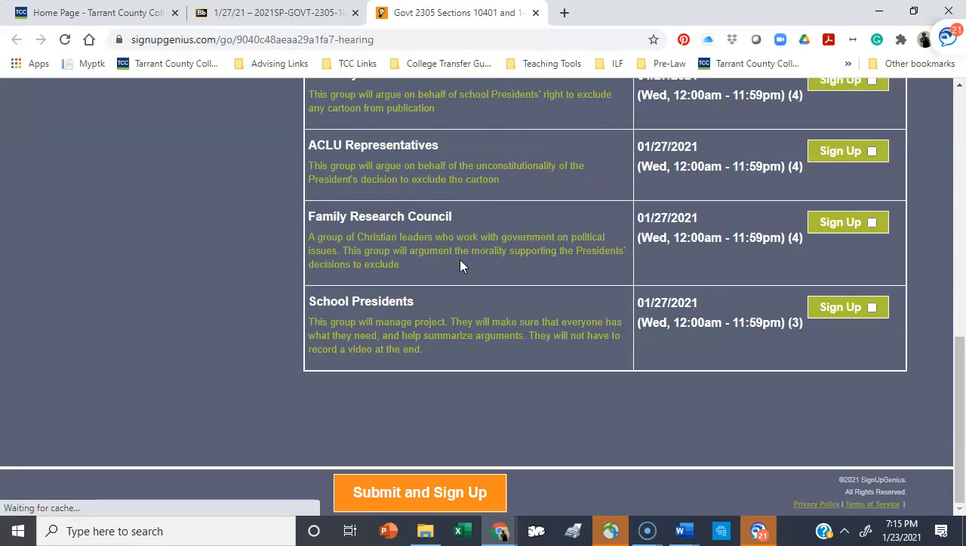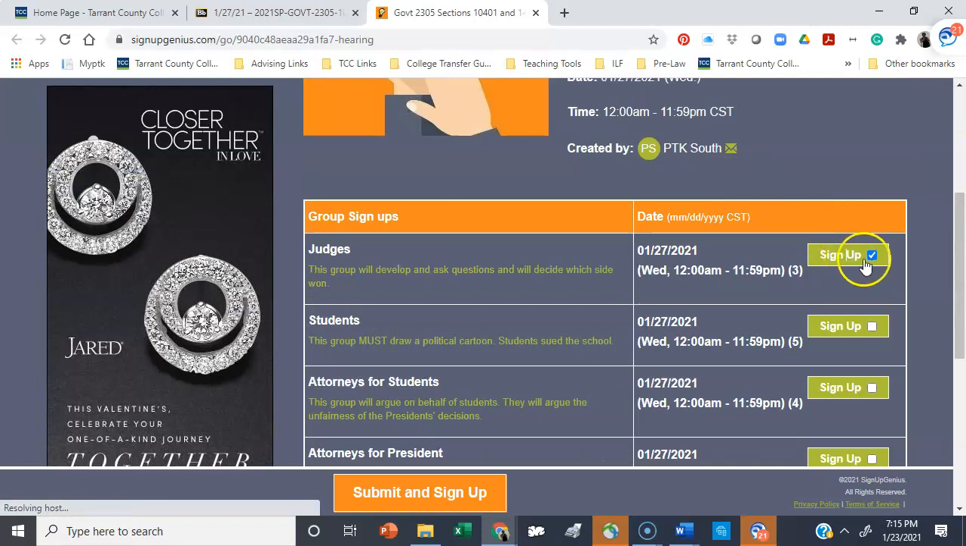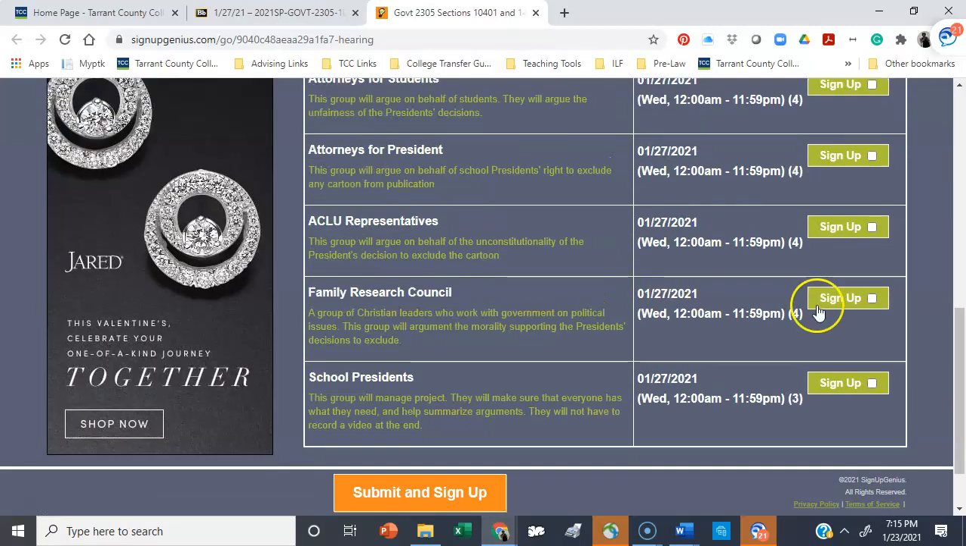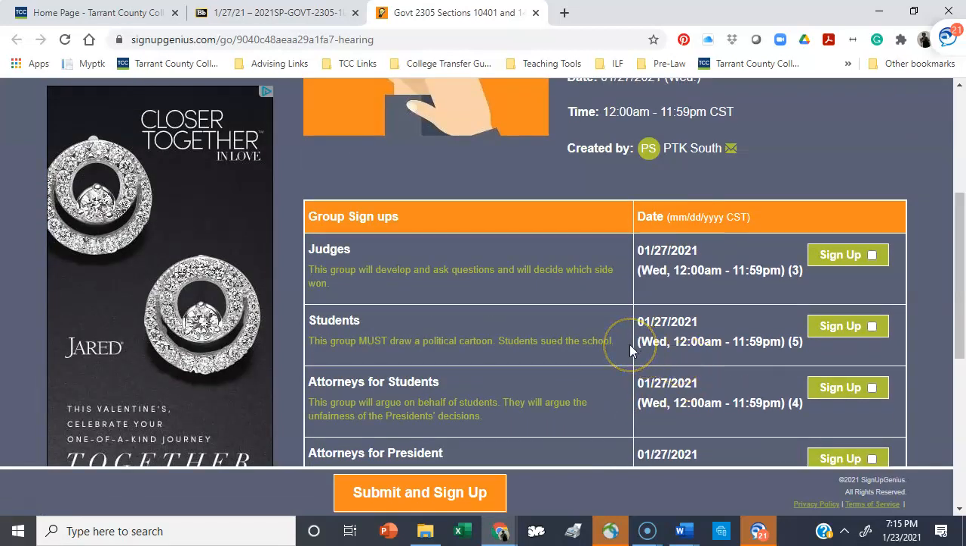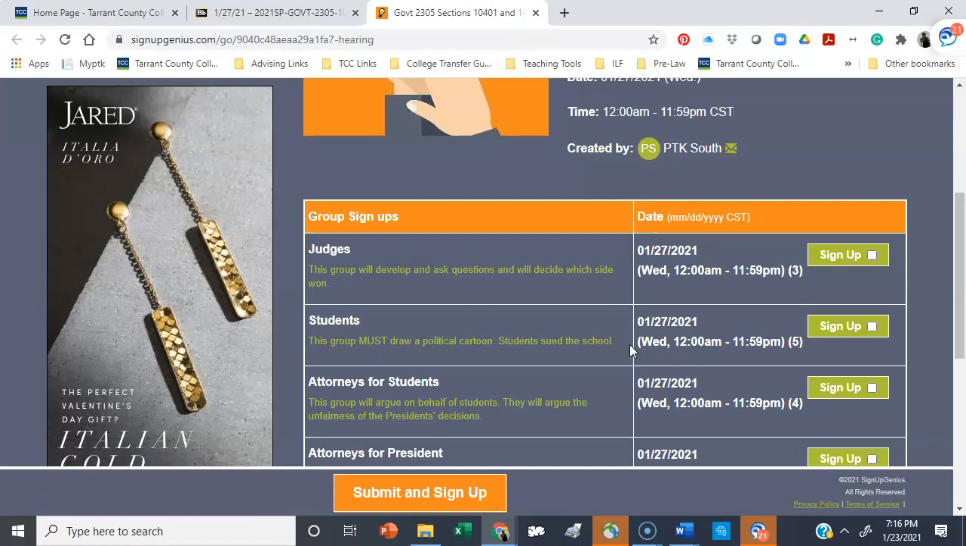So you pick. If the slots are all full, then you're going to have to pick something else. Know that there's going to be basically 2 versions of assignment 2. One of them is you can draw a political cartoon or write an article, a newspaper article for a school newspaper. And one of them is you can review a case and tell whether or not you agree with that case.